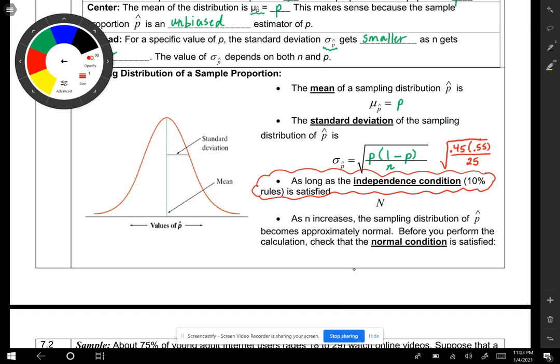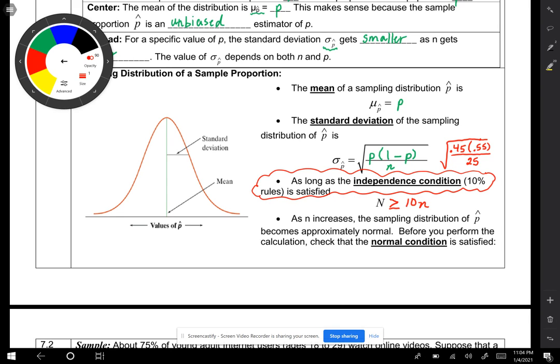So the population size N has to be greater than or equal to 10 times the sample size. And as long as that is satisfied, because when we're doing sampling, especially with people, we're not going to replace them back. So since the independence condition is not going to be met that way, you want to make sure that the 10% rule is satisfied. And so that has to hold true.